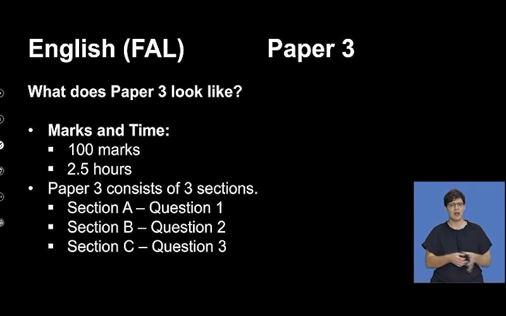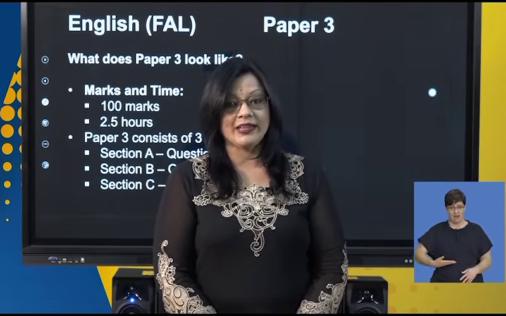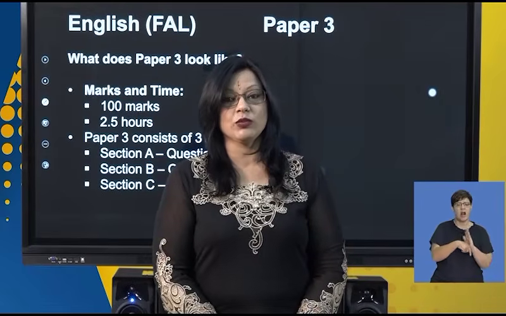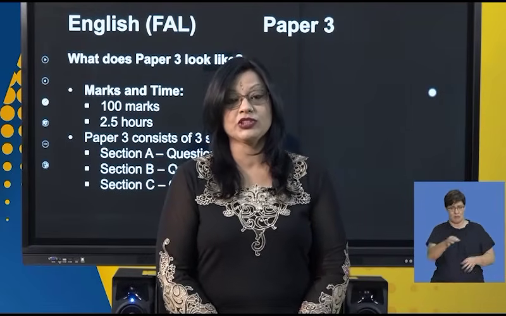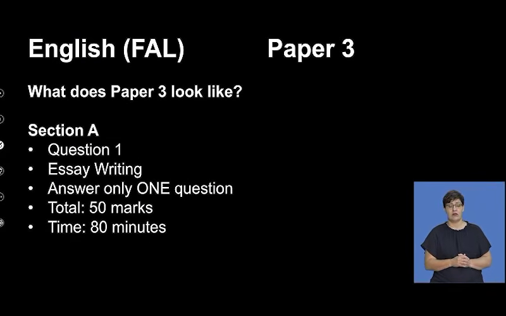So what does paper 3 look like? Paper 3, as you all know, is 100 marks and it is a 2.5-hour paper with 3 questions with 3 sections. So we're going to go into a little bit of finer detail and let you know exactly what to expect in paper 3 in terms of the structure of the paper. Okay, so section A, which is question 1. In question 1, you will have to write an essay, which is just one question. You will be provided with many questions based on essay type writing. Your total for this section is 50 marks and it would be allocated 80 minutes if you manage your time effectively.